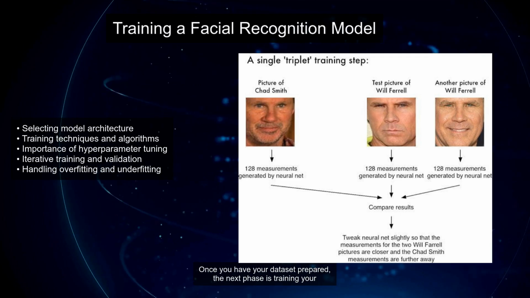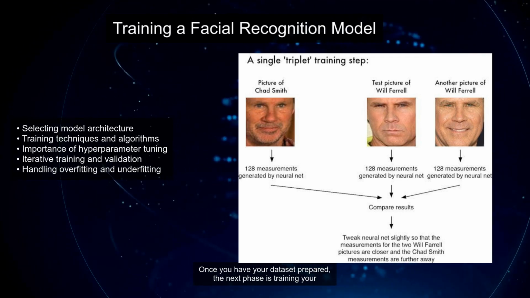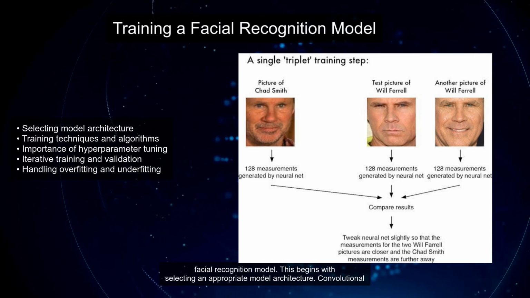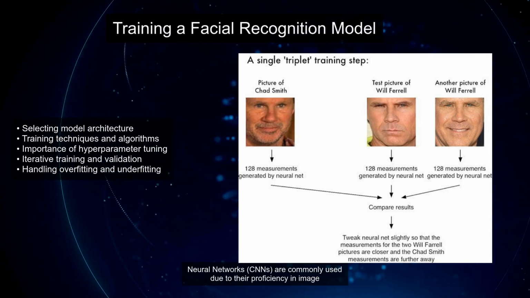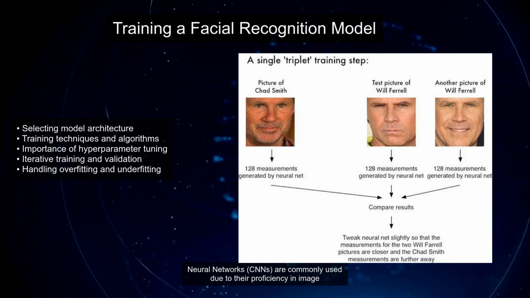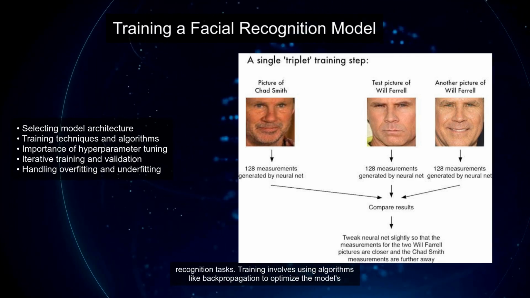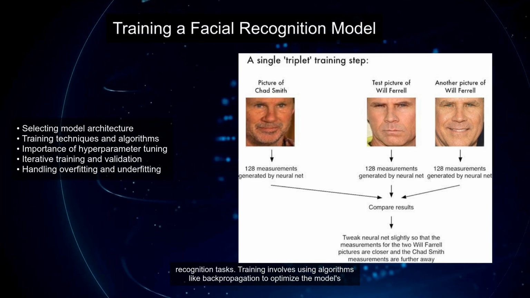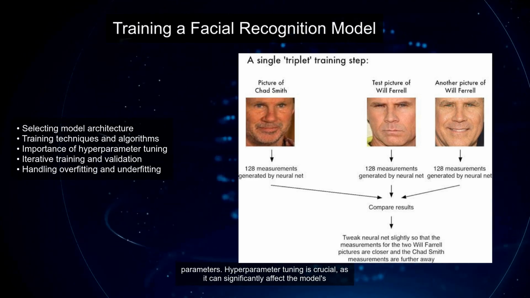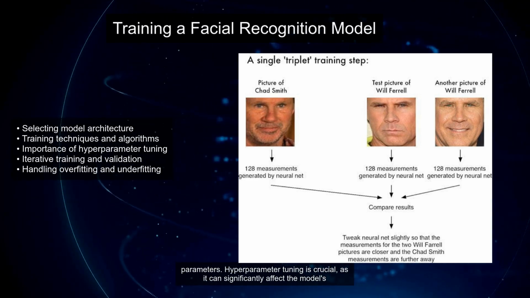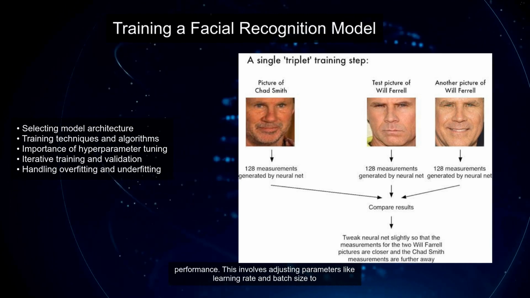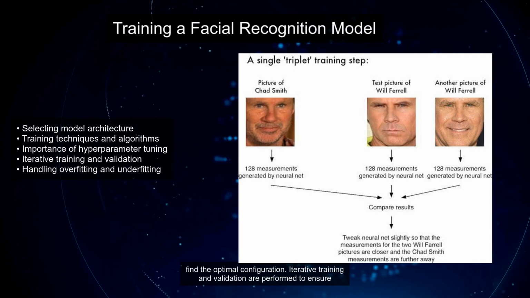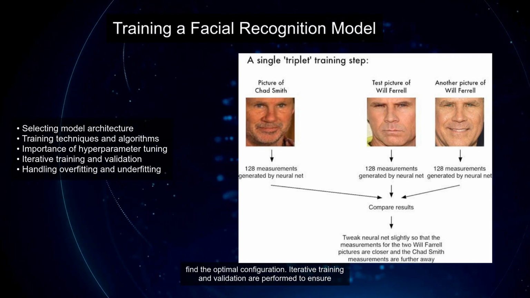Once you have your dataset prepared, the next phase is training your facial recognition model. This begins with selecting an appropriate model architecture. Convolutional neural networks, CNNs, are commonly used due to their proficiency in image recognition tasks. Training involves using algorithms like backpropagation to optimize the model's parameters. Hyperparameter tuning is crucial, as it can significantly affect the model's performance. This involves adjusting parameters like learning rate and batch size to find the optimal configuration.